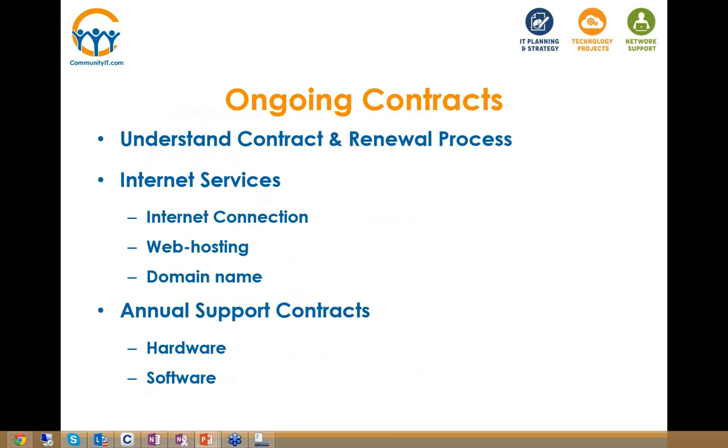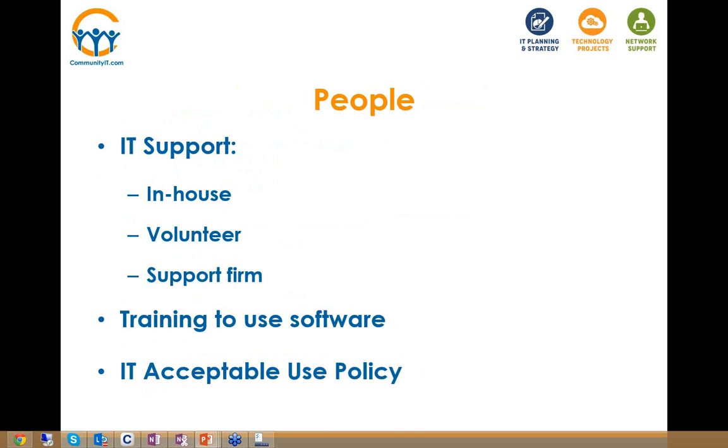So we're winding down our time here, but we should have put the people component first, since while it's fun to have all the whiz-bang toys, at the end of the day, or at the beginning of the day, people are what is going to make it work. So understanding your IT support costs related to your in-house staff, volunteers, your outsourced providers, training, and the IT acceptable use policy. These are all components that get rolled into what it means to have an effective IT strategy.